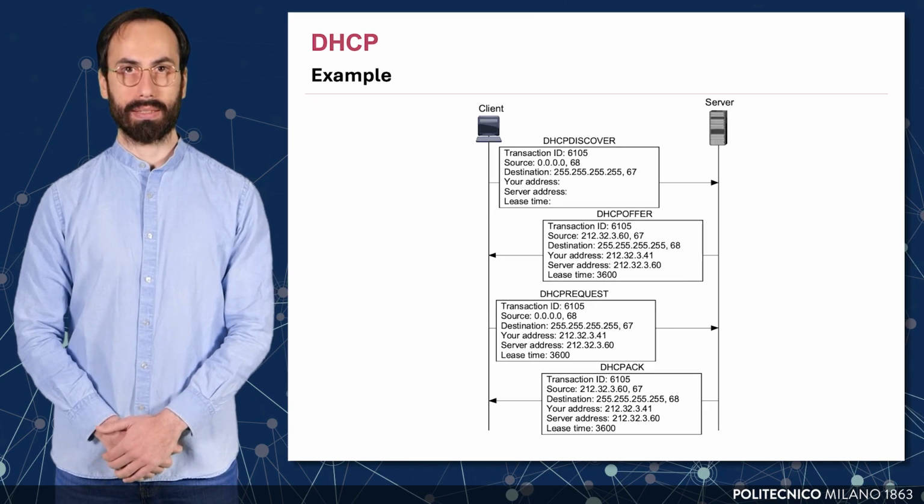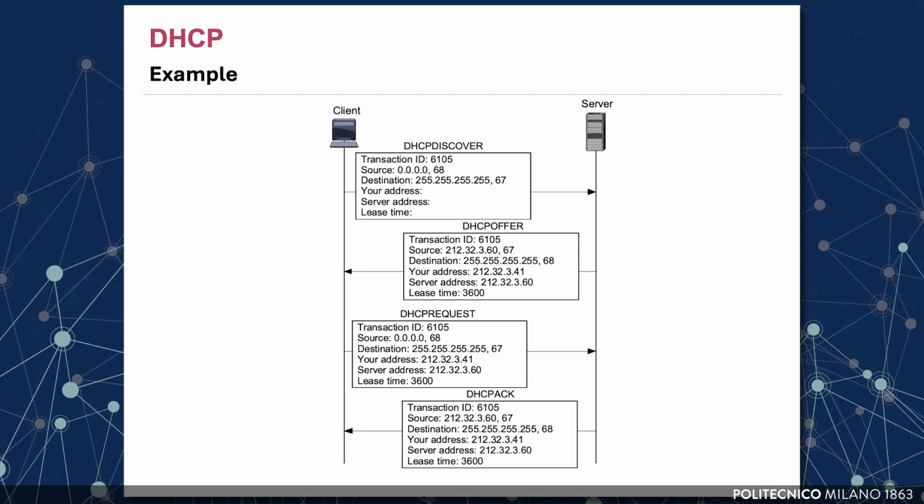Here we see the complete DHCP message exchange between a client and a server. The process begins with the client broadcasting a DHCP discover message on UDP port 68, asking any available server for an IP lease. The server responds with a DHCP offer, suggesting an IP address and providing its own address, along with the lease time of 3,600 seconds.